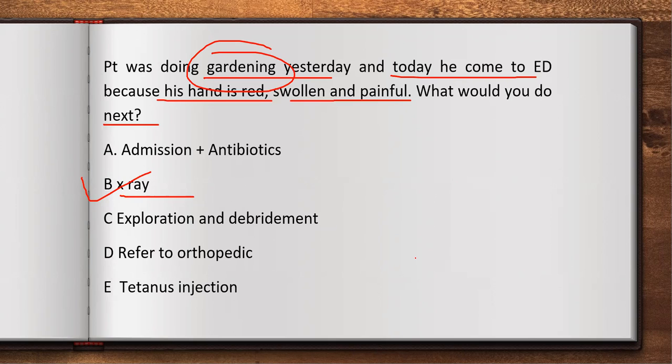So because it was gardening and they did not say any laceration, it's just the hand is red and swollen. It could be something inside, we don't know. Better to do an X-ray first to rule out if there is anything in the muscle or bone. Clear?